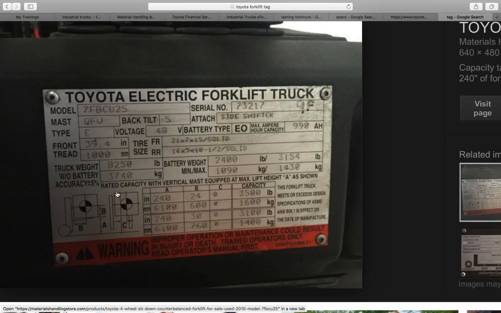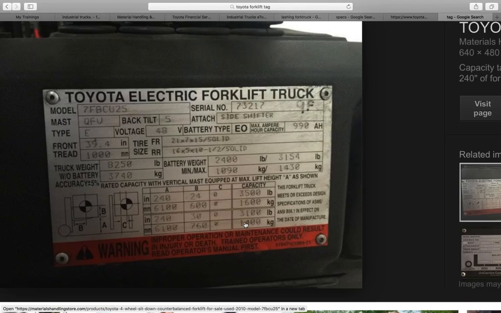Okay, you see it right there? The total truck weight is 8,500 pounds. Excuse me, 8,250. And look at the capacity on it, 3,500 pounds, which is pretty much the max capacity. That's a 3,500 pound capacity right on this fork truck.